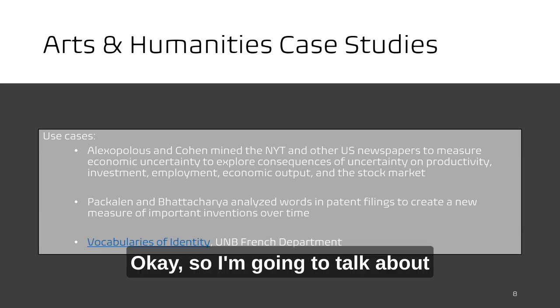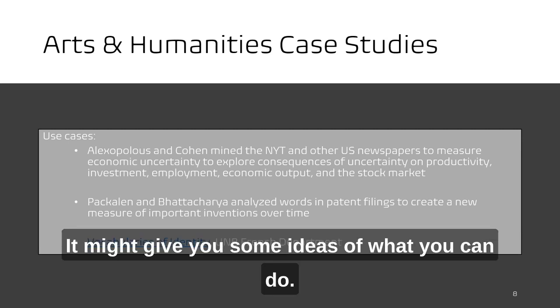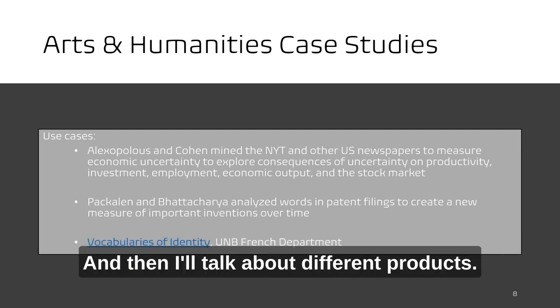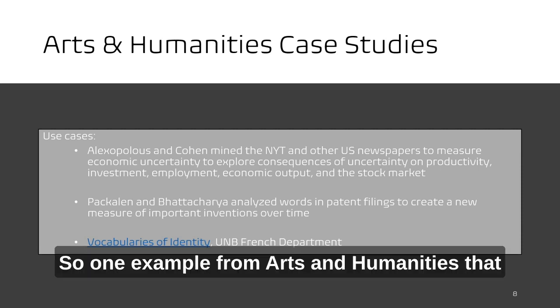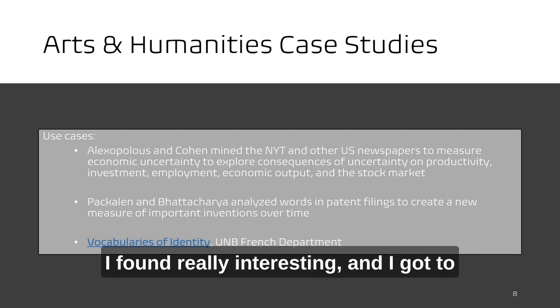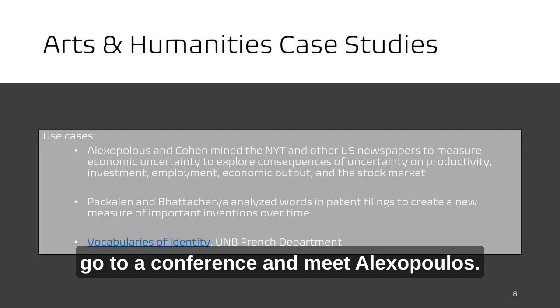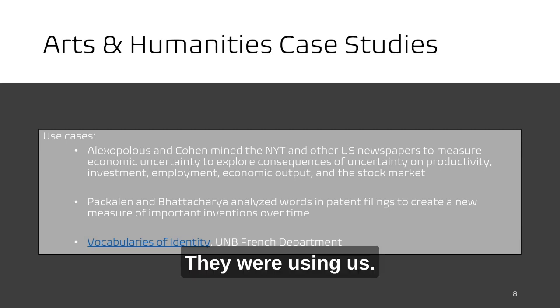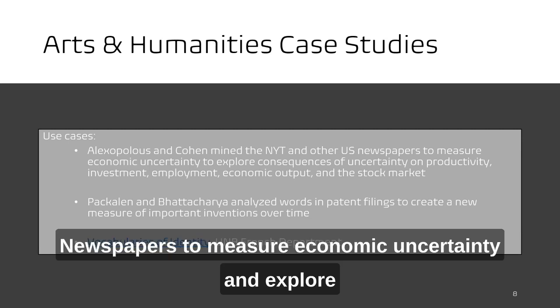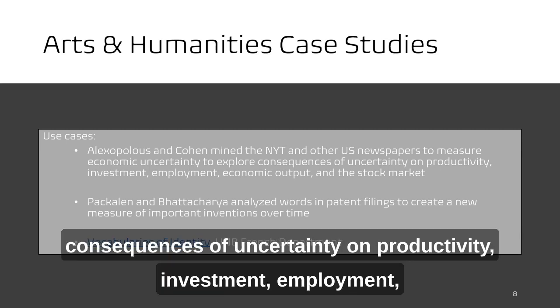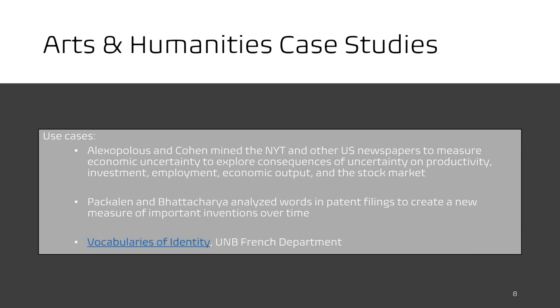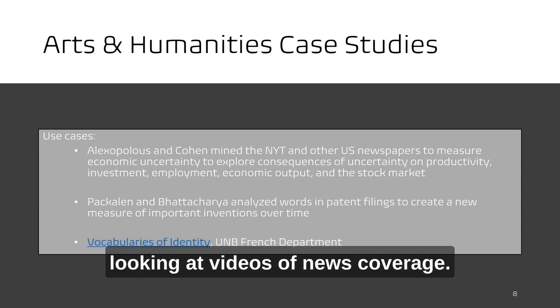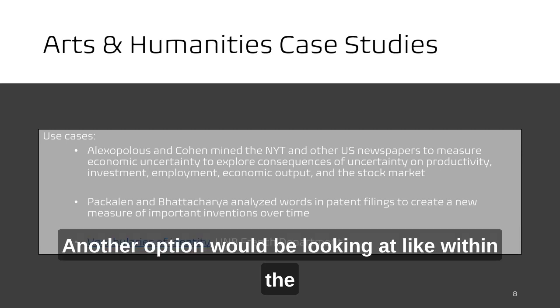Okay, so I'm going to talk about some case studies that are really interesting. It might give you some ideas of what you can do, and then I'll talk about different products. So one example from arts and humanities that I found really interesting, and I got to go to a conference and meet Alexopoulos. They were using U.S. newspapers to measure economic uncertainty and explore consequences of uncertainty on productivity, investment, employment, economic output, and the stock market. And they were doing that by looking at videos of news coverage.